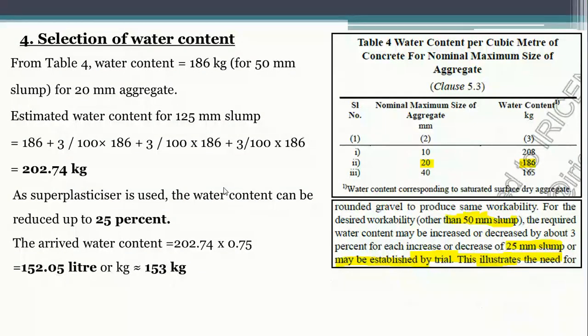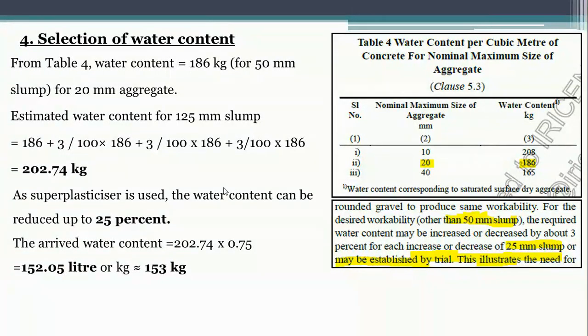Next, selection of water content. This step also I think you are more familiar with. For 20 maximum size of the aggregate, the water content is 186. I have highlighted it. That is as per the code, but the slump required is 125. This table is for 50 slump, so you require the water content for 125 slump.